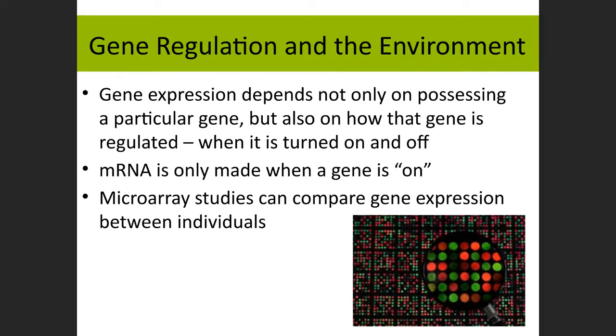So that messenger RNA is made only when a gene is turned on. And there are certain ways you can study it to see. This is a microarray, this picture at the bottom, and it shows you could look at a genome and see which genes are getting turned on or are off at a specific time. And you can compare them between individuals and see, okay, when they're exposed to this thing, everybody makes this gene suddenly. And then we can pinpoint where that gene is.